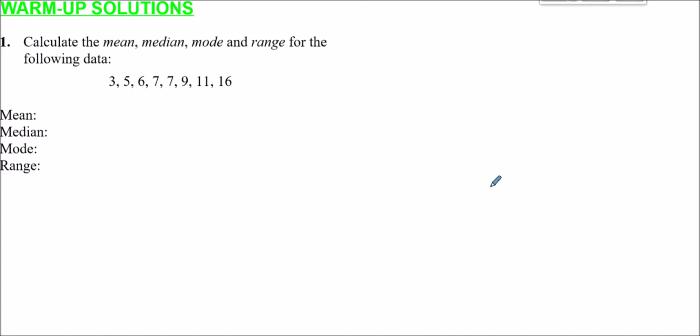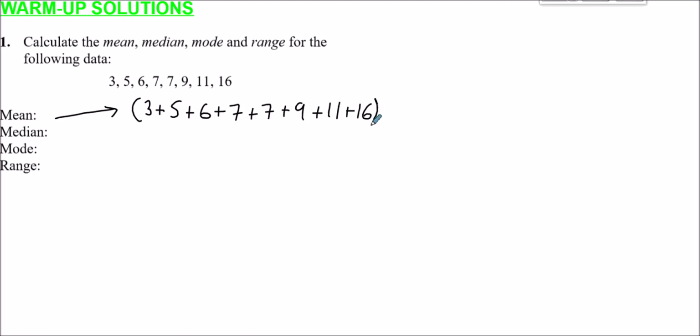For question 1, we're asked to calculate the mean, median, mode and range for this following set of data. I'm sure you know this already. If not, it should come back very quickly. The mean is going to be the sum of all the values divided by the number of values we're adding together. So the mean is going to be simply 3 plus 5 plus 6, add the 2 7s, plus 9 plus 11 plus 16. And we've got here 1, 2, 3, 4, 5, 6, 7, 8 values. So we're going to divide that by 8.